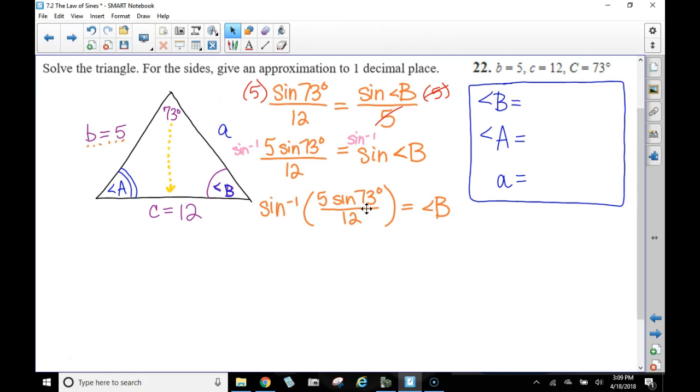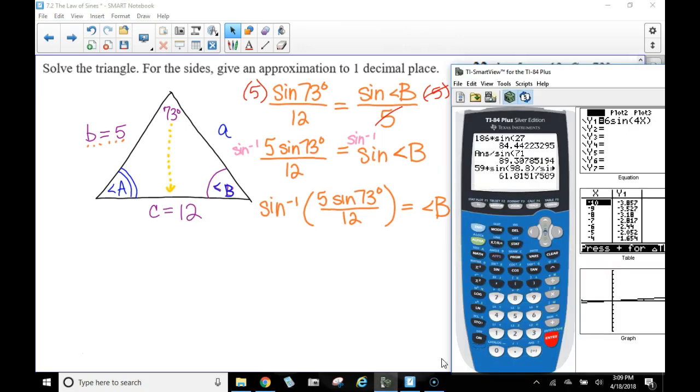Now, what I might want to do here is go ahead and get what this number is. Because recall, if this quantity in here ends up being greater than 1 or less than -1, you're not going to have an angle that has a sine value of something greater than 1 or less than -1. That would be the case where you have no triangle. I don't know. Let's see.